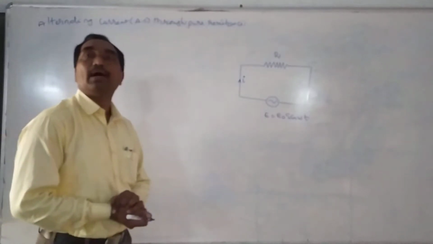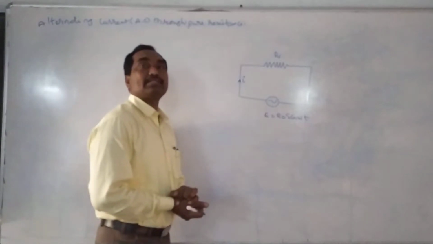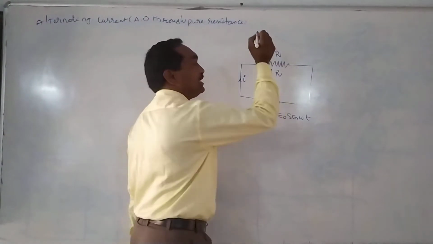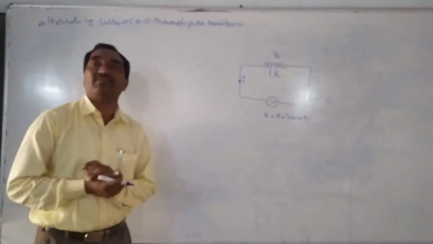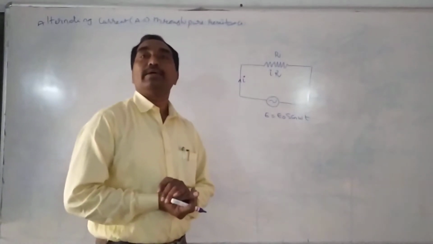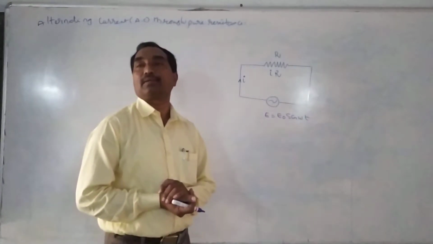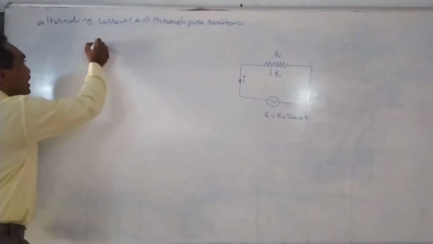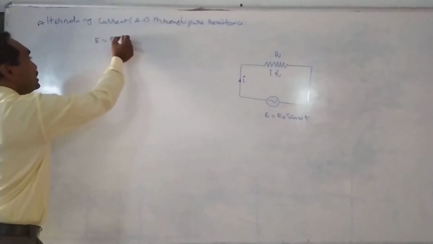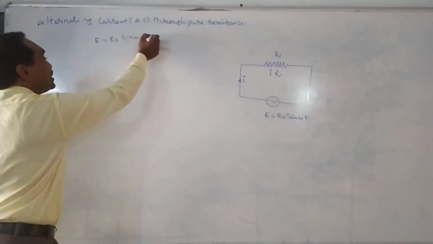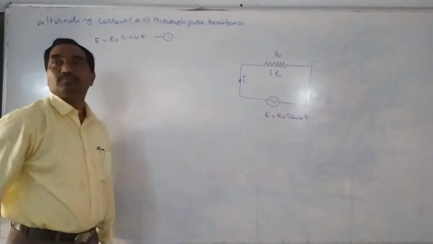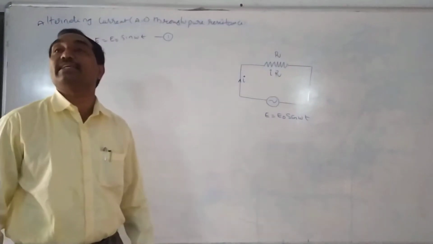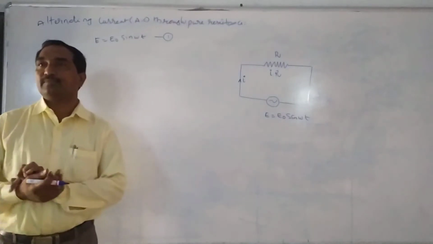According to Ohm's law, the voltage across the resistance is how much? Yes, V is equal to IR. According to that formula, the potential across the resistance is IR. The alternating EMF in the circuit is E is equal to E naught sin omega t. Now we want to calculate the alternating current at the instantaneous time t.